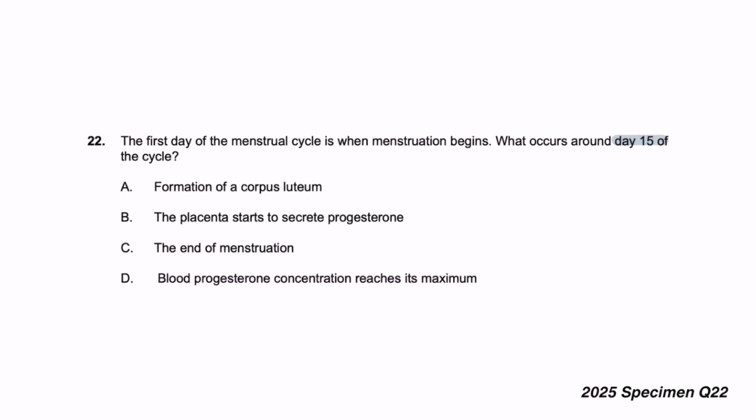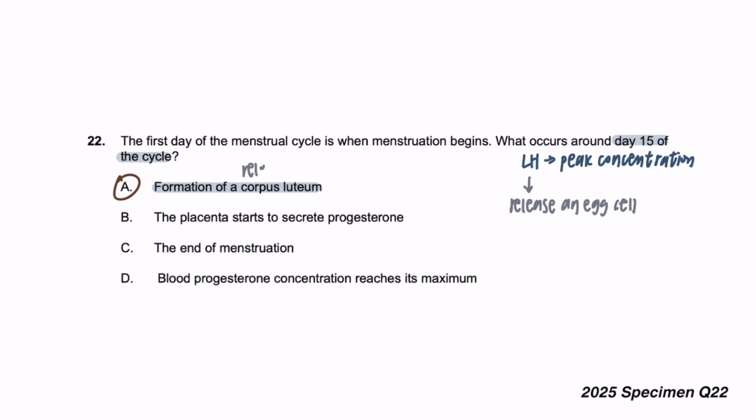On day 15 of the menstrual cycle, luteinizing hormone reaches the peak concentration. LH stimulates the ovary to release an egg cell and to develop a corpus luteum. Corpus luteum will release progesterone to maintain the uterine lining.